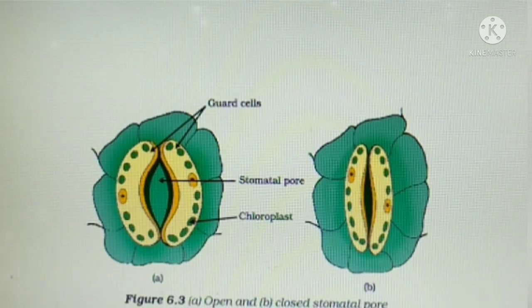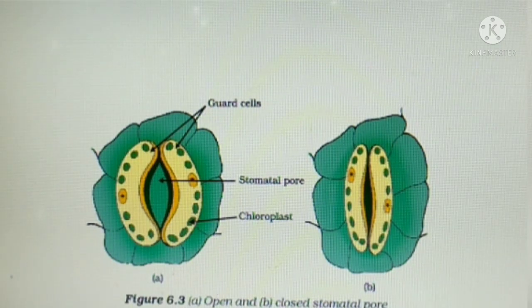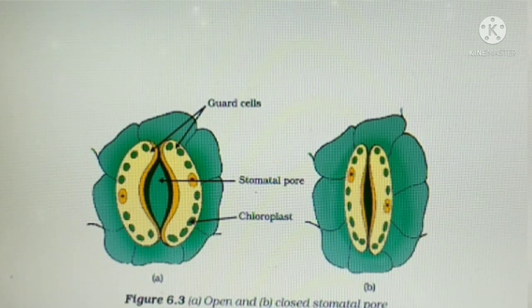Next we are moving to the stomatal pore. Here we can see two diagrams. The first diagram is open and the second one is closed. What do you mean by stomatal pore? Stomatal pore means the hole that is present in the leaves. What is the function of this stomatal pore? Through this stomatal pore, they can do gaseous exchange.